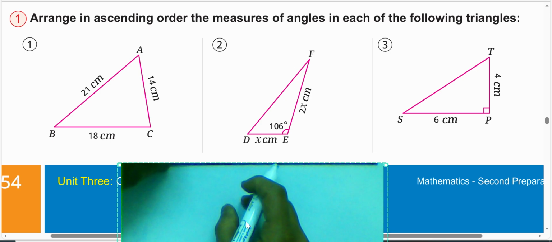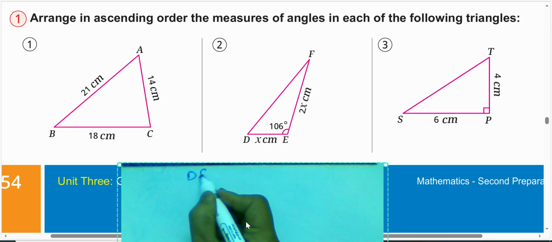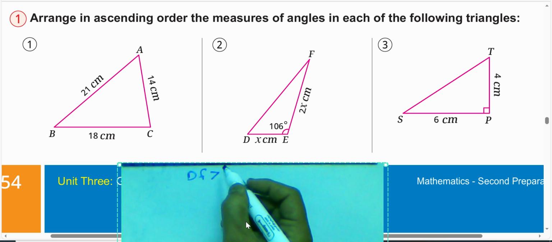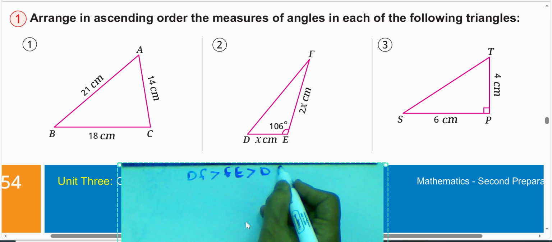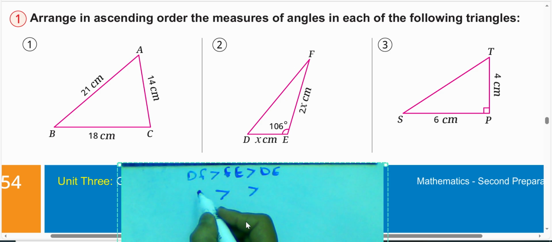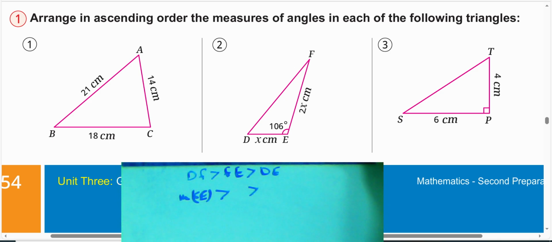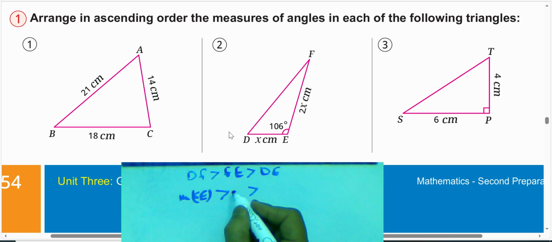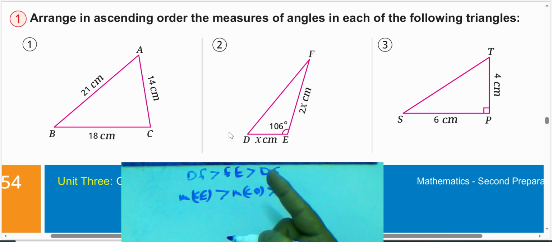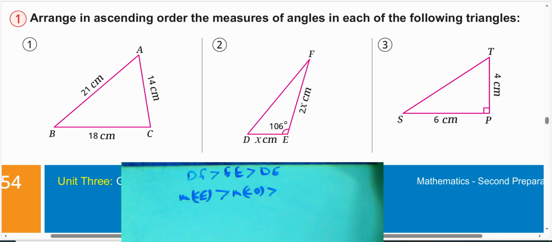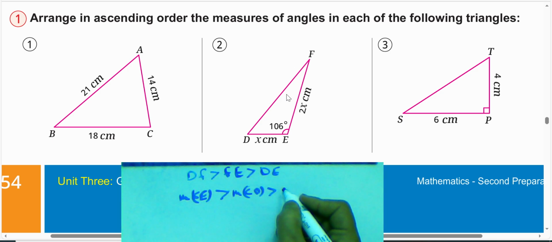Okay, I will solve question number 2 again. We have FD greater than FE greater than DE. DF opposite to angle E. The measure of angle E is the first. And then 2x opposite D, measure of angle D is greater than, DE opposite angle F, measure of angle F. Okay.